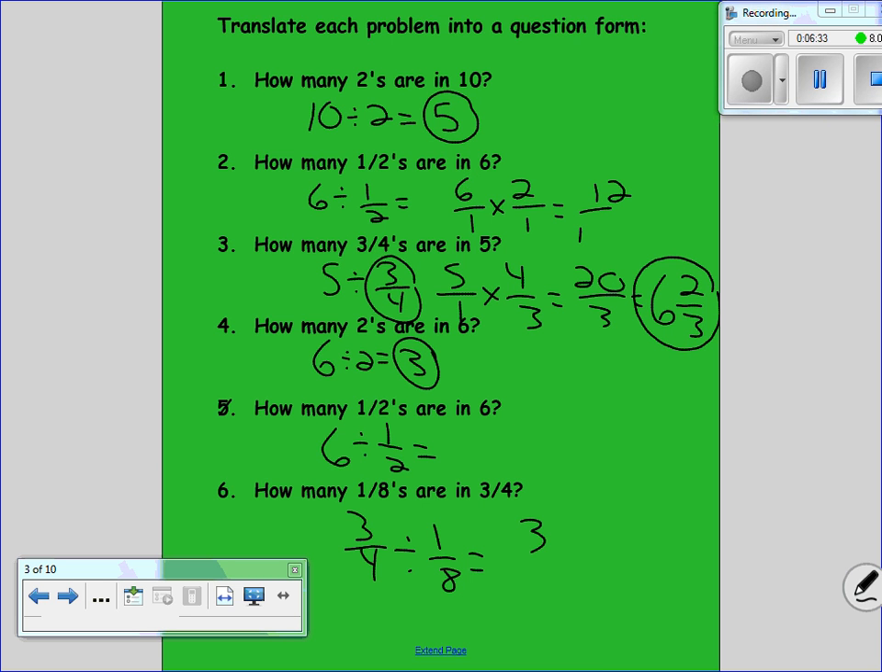We're going to change 3/4 times 8/1. We can cross reduce on this one. Divided by 4. We have a 1, we have a 2. 3 times 2 is 6/1. My answer is 6.